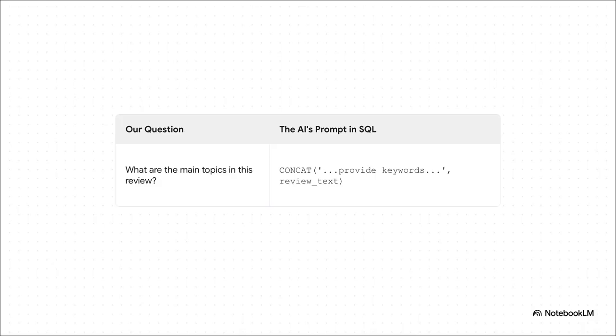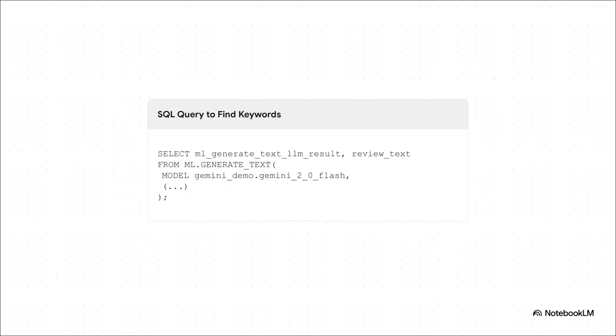It's that simple. So the real trick is just learning how to translate a simple business question into a prompt the AI can work with. So instead of vaguely asking, what are the topics in this review, we write a very precise prompt. And notice on the right, we're not just asking for keywords, we're also telling it to answer in a structured JSON format. That little instruction is absolutely critical because it makes the AI's output predictable and super easy to work with later. And here's what that looks like as a real SQL query.